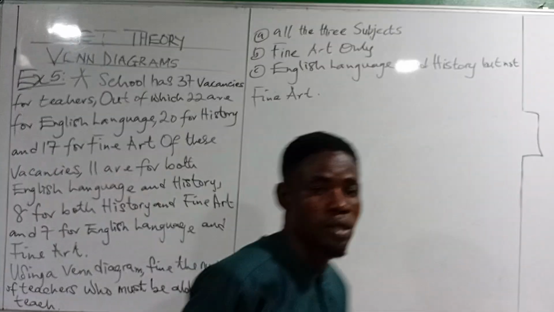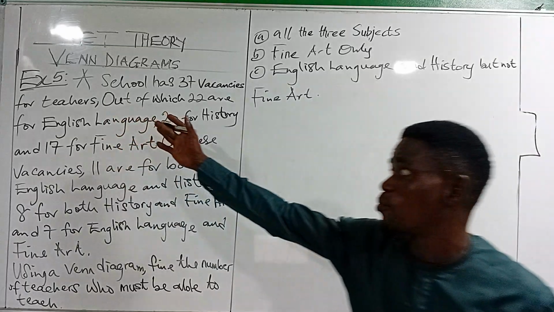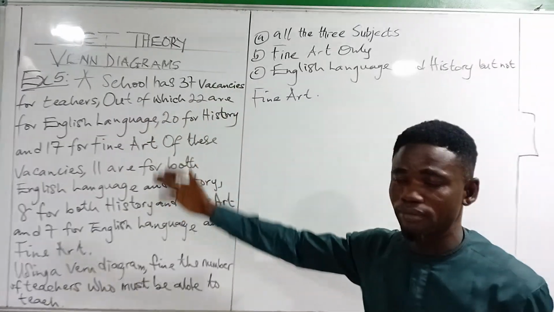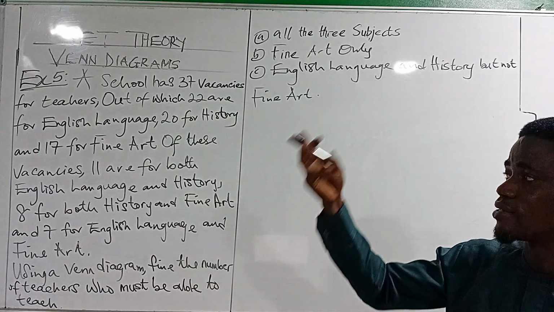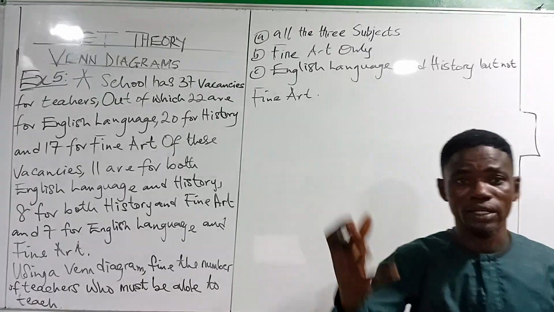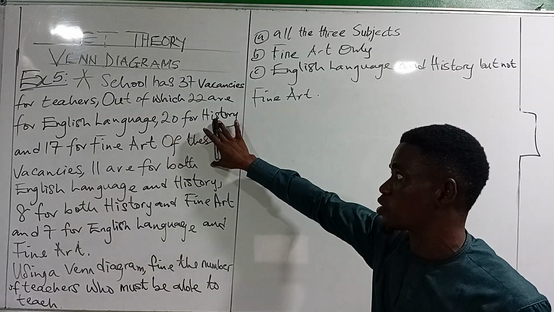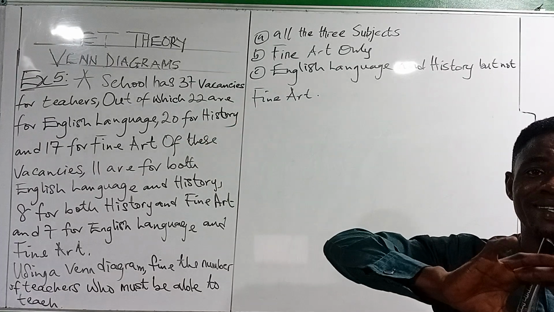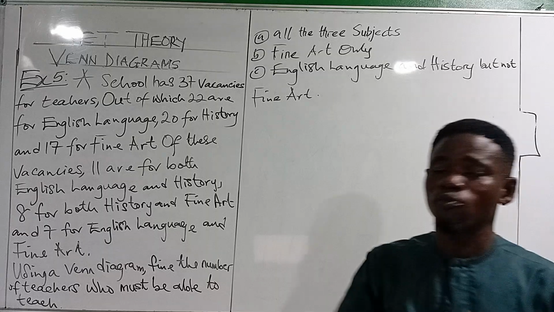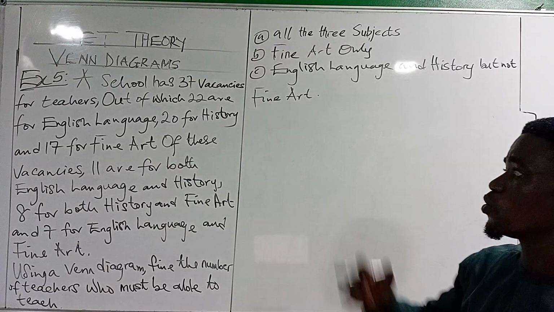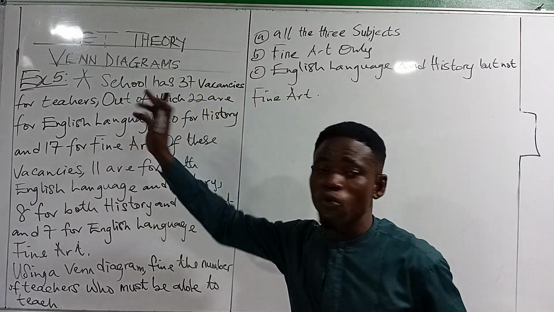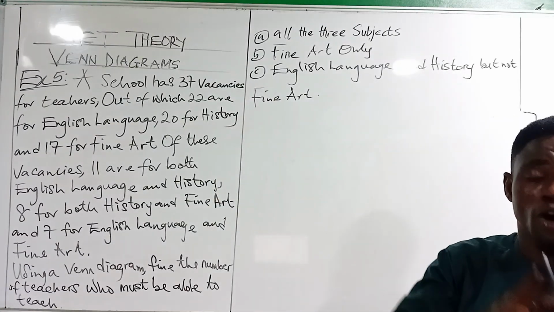Okay, let's take this as example 5 under Venn diagram. I'll draw example 1, example 2, example 3, example 4, and this example 5. And this kind of question is one of the external exam questions. Okay, so this question consists of three items.